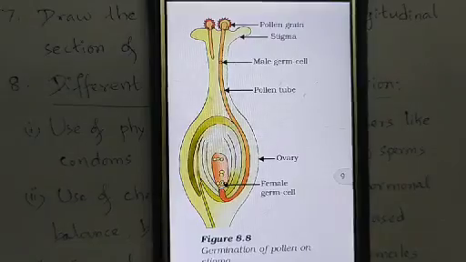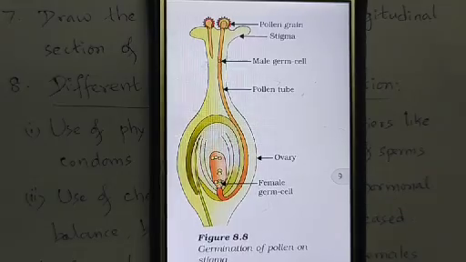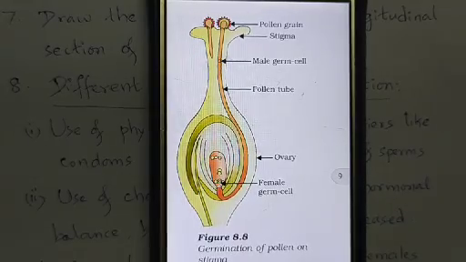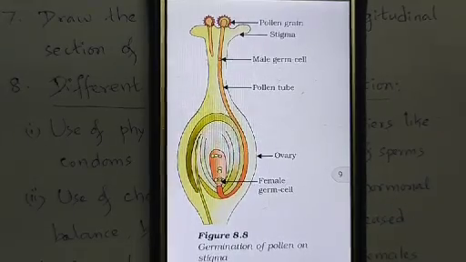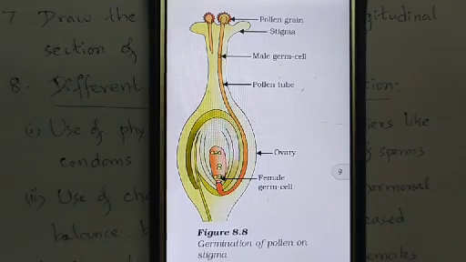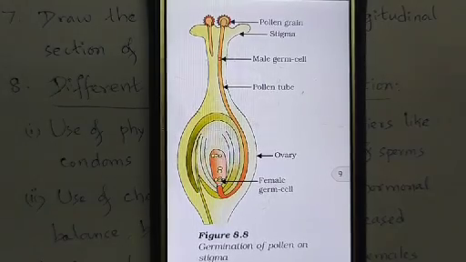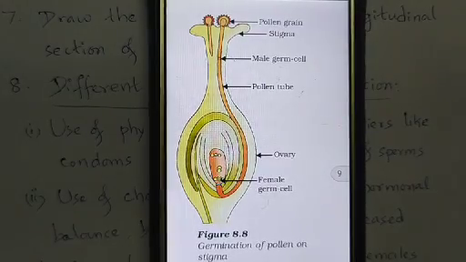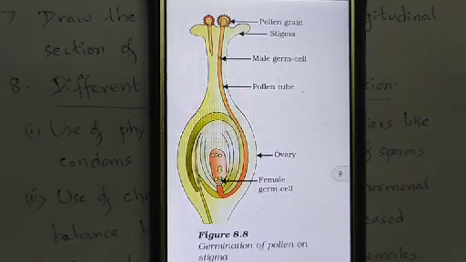Okay, along with the longitudinal section of a flower, all of you try to draw. Not try to draw, you must draw. Figure 8.8, germination of a pollen on stigma. This diagram is very, very important from the examination point of view.